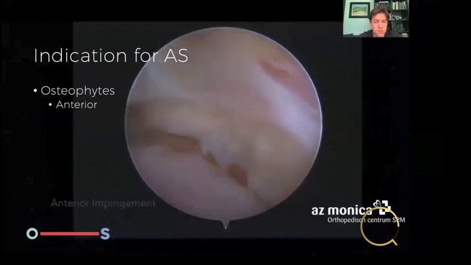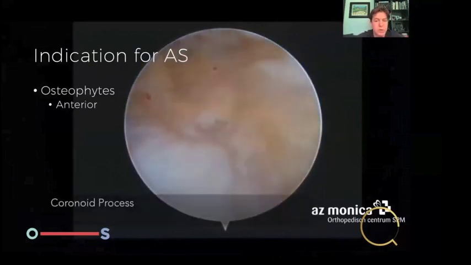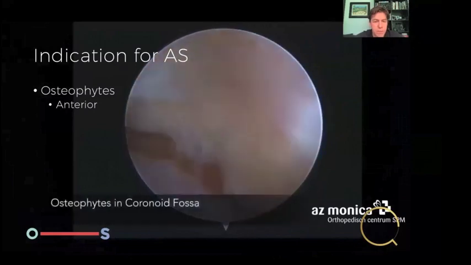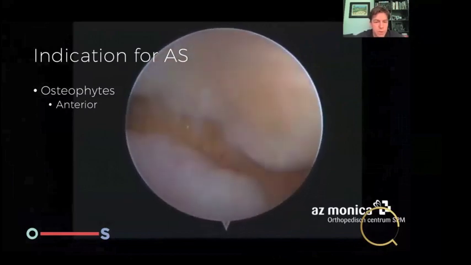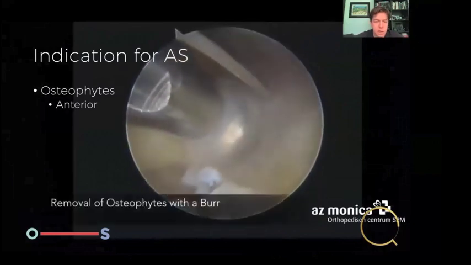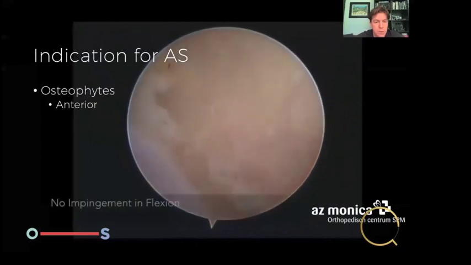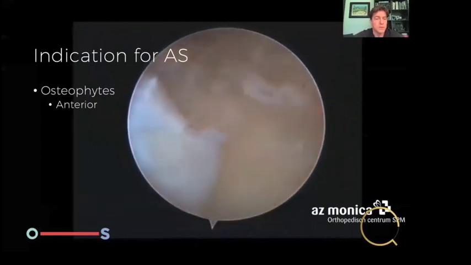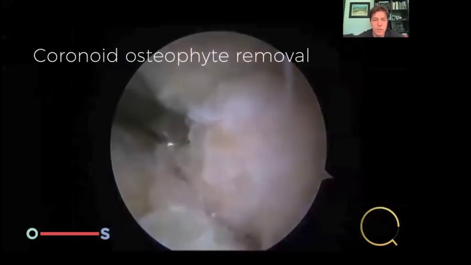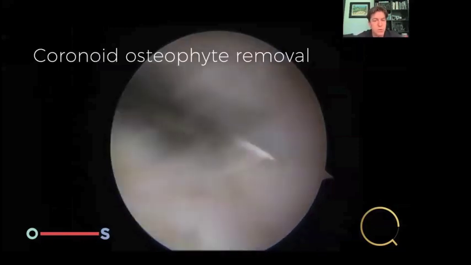Osteophytes in the anterior part of the elbow cause anterior impingement, so the coronoid is hitting osteophytes in the coronoid fossa. Go in from the lateral side with our burr and remove the osteophytes from the coronoid fossa itself. In this case, that may have been enough, but in most cases, we need to remove the osteophyte from the coronoid as well, and I prefer to use an osteotome for this.